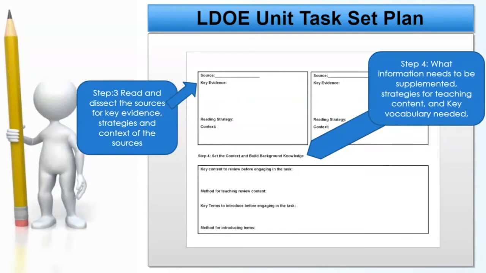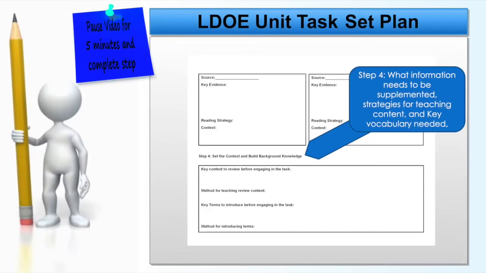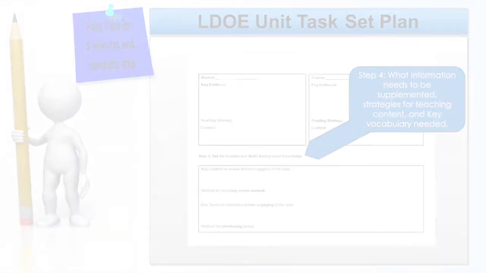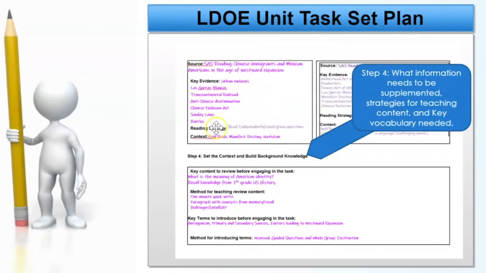And now we're going to continue moving on through that unit task set plan sheet. For step 4, you're going to have to put what information needs to be supplemented, the strategies for teaching that content, as well as the key vocabulary that is needed in order to best understand that. For this unit, I've gone ahead and made a note for the scope and sequence reading with the links, put that in there. The others I put together in a more collective notation using that same approach. Again, read independently the group questions that are listed.